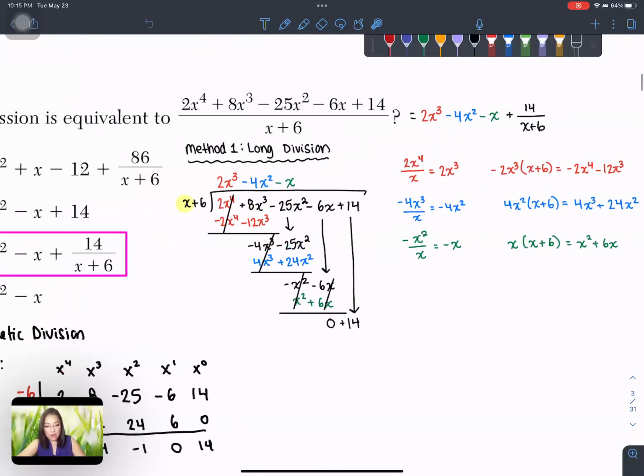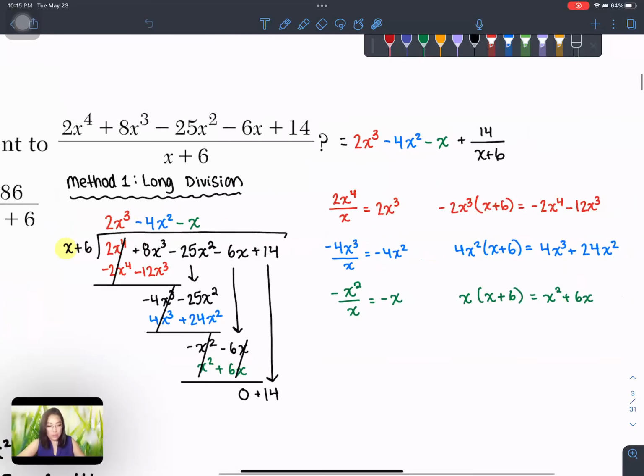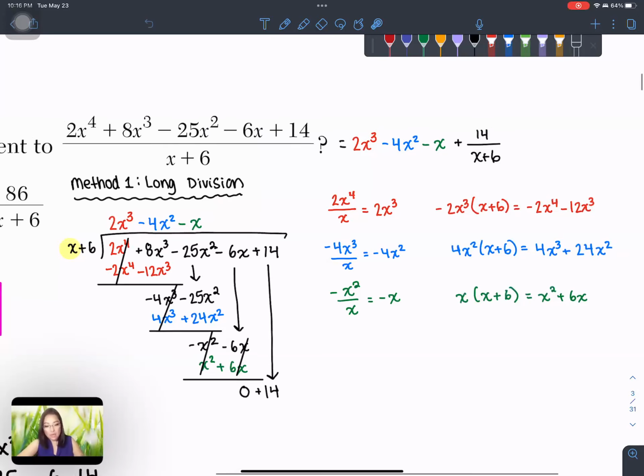You could do long division. Long division will always work. Here's a little recap on long division. And you should get 2x to the 3rd power minus 4x squared minus x.